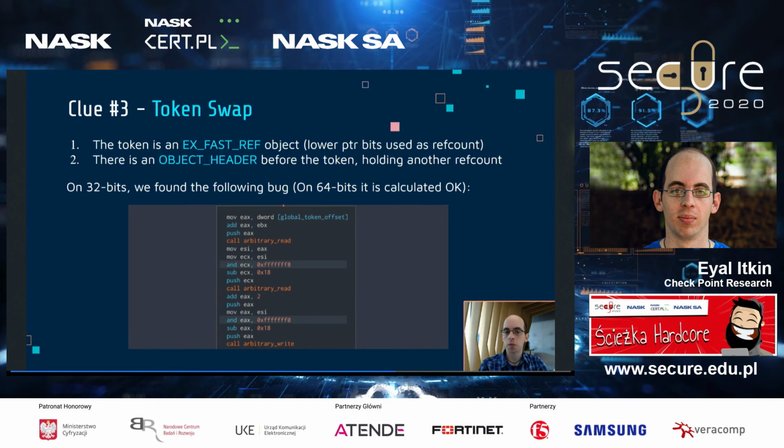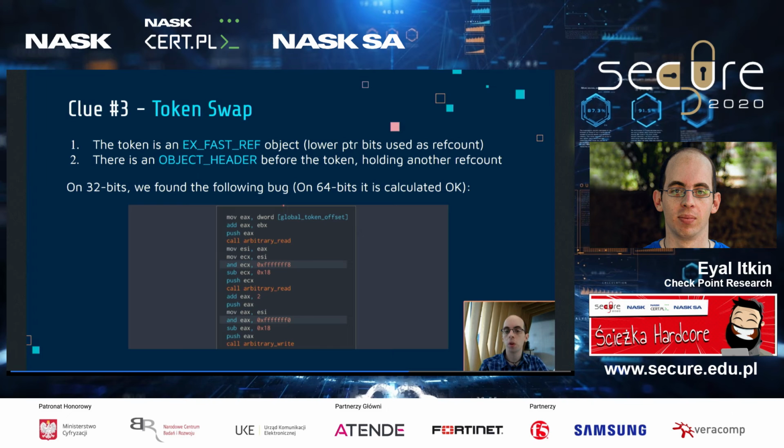And the token is an xFast ref object, which means that the lower pointer bits are actually used as a ref count. If we want to access the actual address of the token, we need to mask them out. In addition, the object header is stored before the token, and once again, it holds an additional reference count. Since Volodya wants to update the reference count in the object header, the steps are: mask out the bits of the token, subtract 18, read the value, increment it, and store it back.